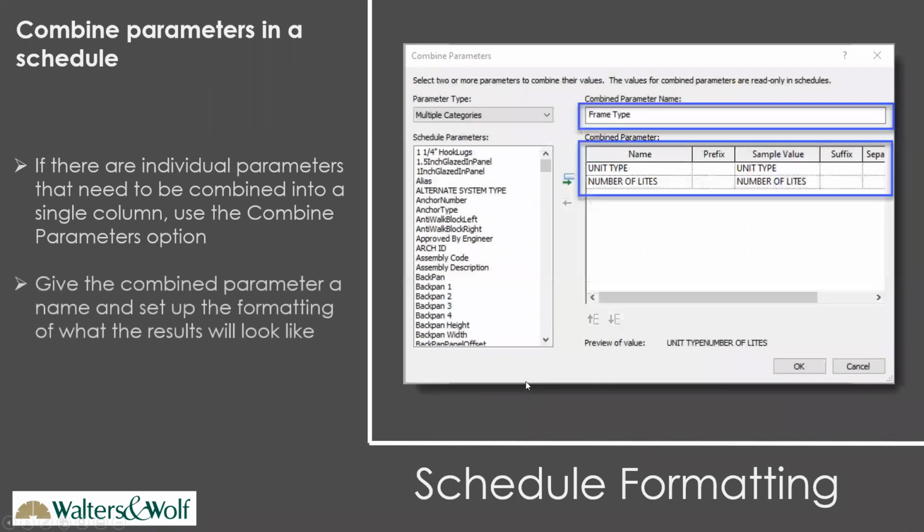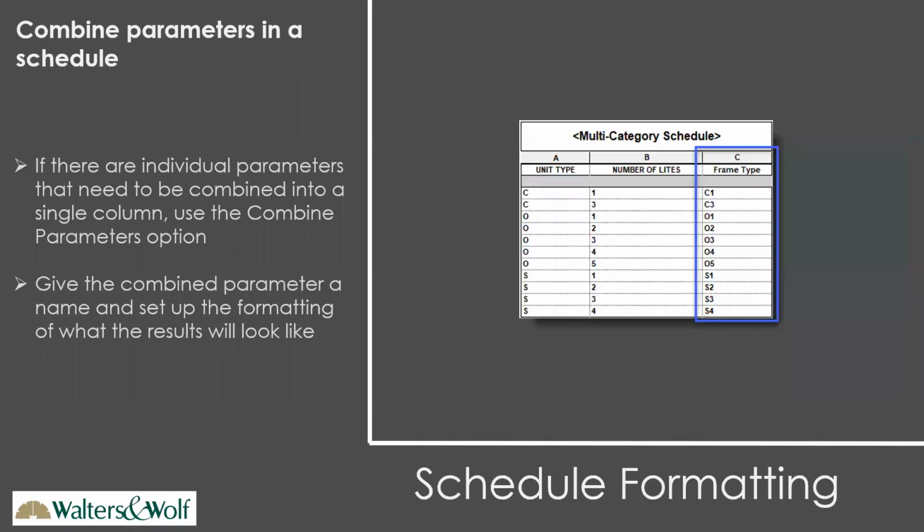So we go to the next step. We're giving the combined parameter a name. I call it frame type. And then I just pull from the list and add those two parameters over here. It comes with some default little separators, and you can do all kinds of formatting with this, but I just took those out because I want them to be squished together. And so that's the result, just combining those two parameters to get that one frame type value. That's a really simple thing to do.